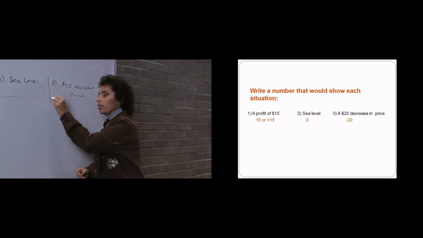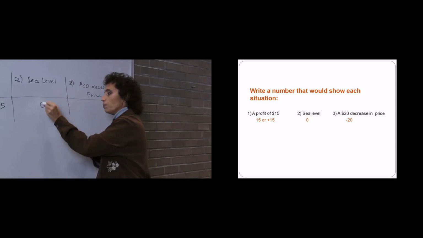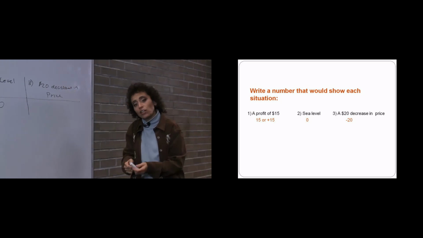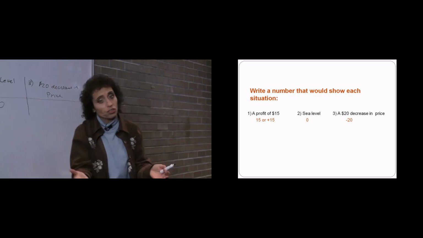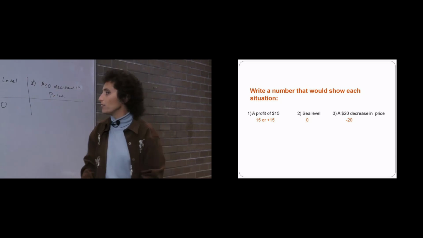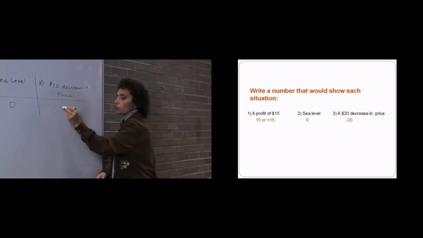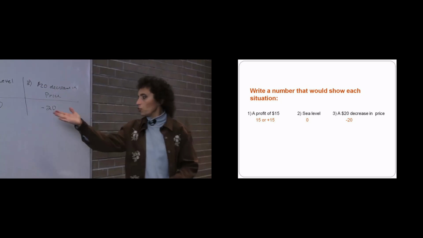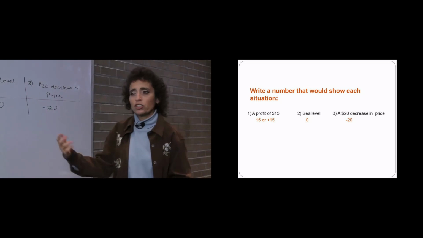C level means, well, you're not below 0 or above 0, so it is actually 0. And $20 decrease in price. A decrease in price means you're below 0. Not below 0, but you're going down. I shouldn't say below 0 because you're not going to pay less than 0 for something. Okay, but your decrease means to go down, so that's going to be indicated by a negative 20. Okay, so that's where the integers come in handy when we have to put some real situations into numbers.